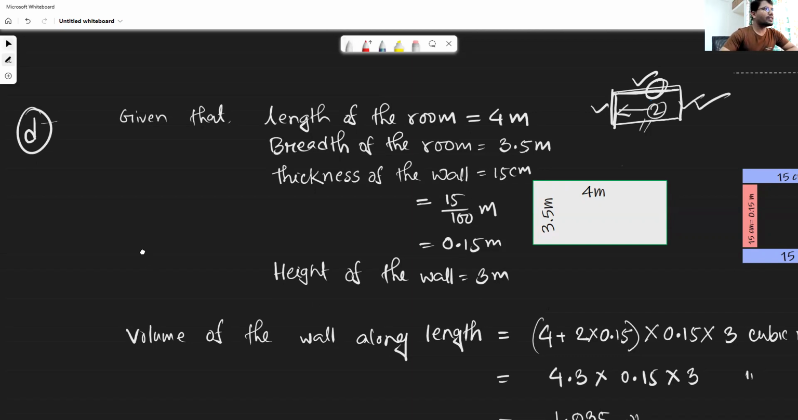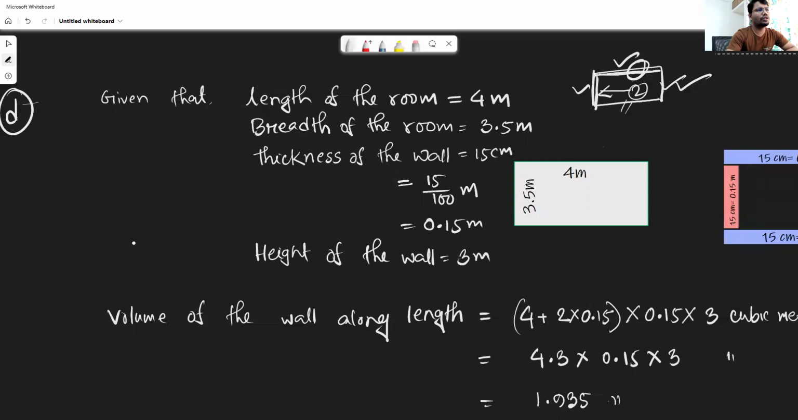Okay, now first the information: length of the room, breadth of the room, and thickness of the wall. That means the thickness of the bricks is 15 centimeter. All remaining units are in meter, so definitely you have to convert this into meter. To convert centimeter into meter, you have to divide by 100. So now this is 0.15 meter. And the height of the wall is 3 meter.